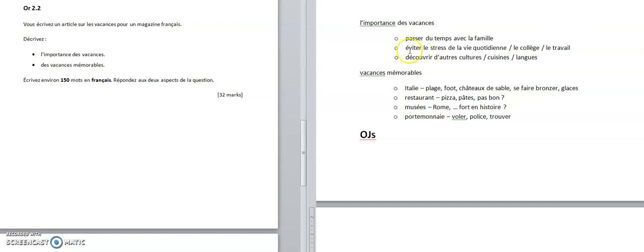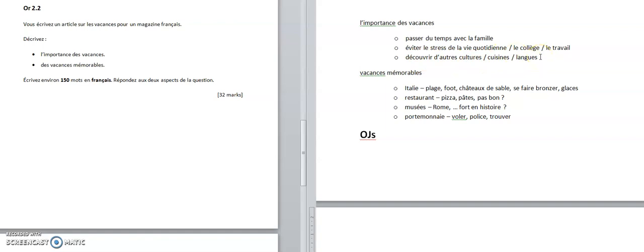So initial ideas then, I've got spend time with your family. I've got avoiding stress from daily life. That's a nice higher level word, quotidienne, for example, at school, or I could refer to work and parents going to work. And then I could talk about how you get to discover other cultures, other foods, other languages.